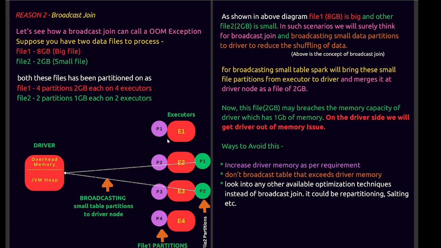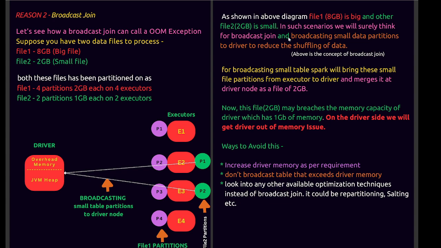If you see in this diagram, file 1 has 4 partitions, P1, P2, P3 and P4, and each partition is sitting on an executor. And file 2, the smaller file of 2 GB, has 2 partitions named P1 and P2, and they are sitting on executors E2 and E3. Now, in such scenarios where we have one big data file and another small file, we will think of having a broadcast join and broadcasting the small data partitions to the driver to reduce the shuffling of data.